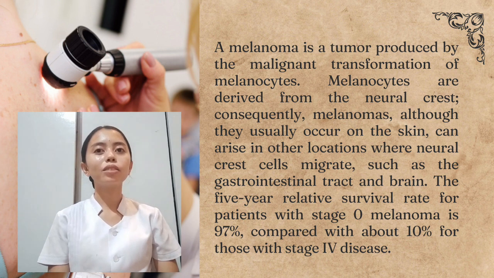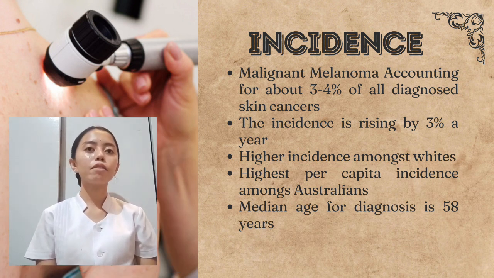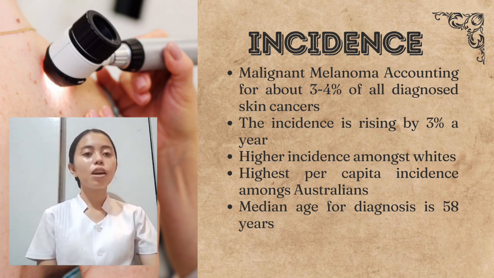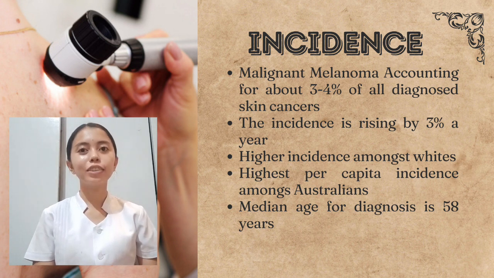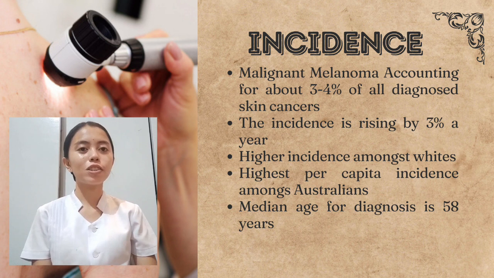Malignant melanoma accounts for about 3 to 4% of all diagnosed skin cancers. The incidence is rising by 3% a year, and is higher amongst whites. So it is more common in white-skinned populations. The highest per capita incidence is amongst Australians, and the median age for diagnosis is 58 years.